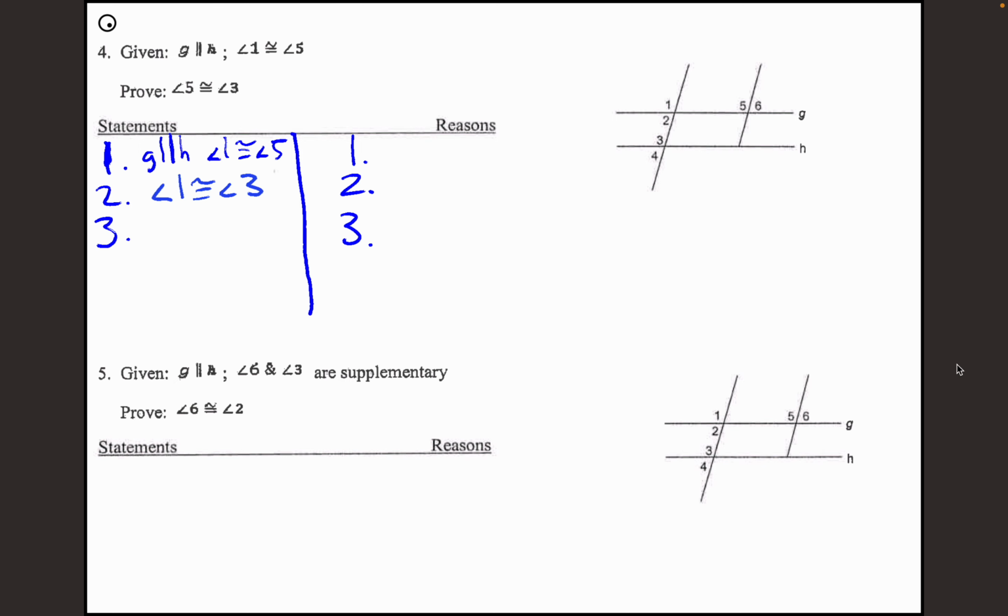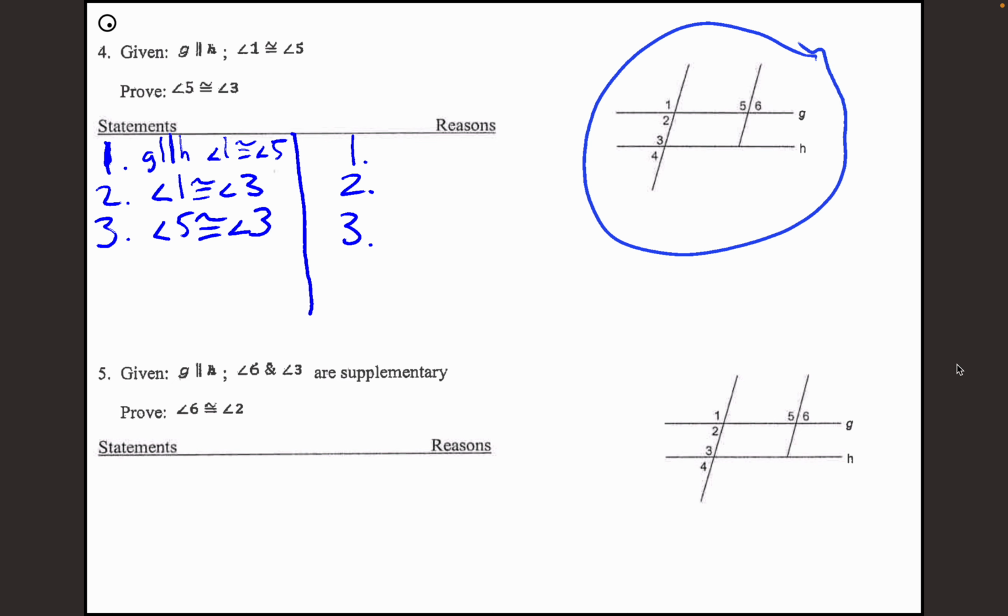Figure out why 1 and 3 are congruent. And figure out how we can prove that angle 5 is congruent to angle 3. Okay? You guys can do this. I'll just say use number 1 to help you out. And use the image. The image is just a little different than number 1, but make sure you use this image.